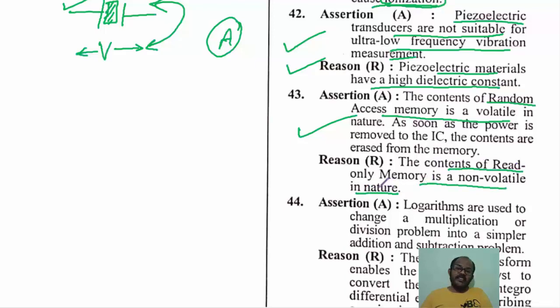Nothing but whenever there is a power failure, you are able to retrieve the information. So the reason is correct, but the reason is not giving the proper explanation for the assertion. So I have to opt for option B.